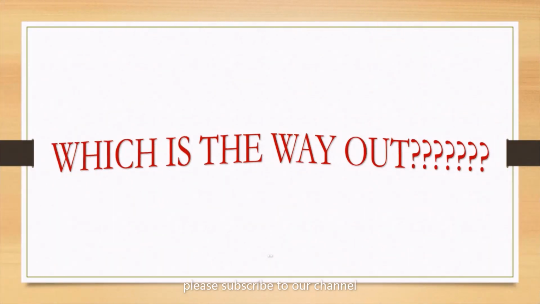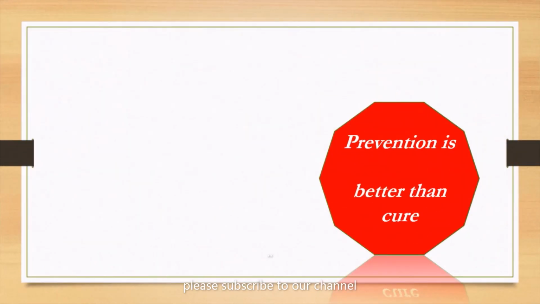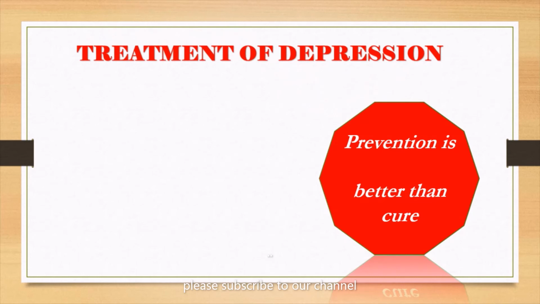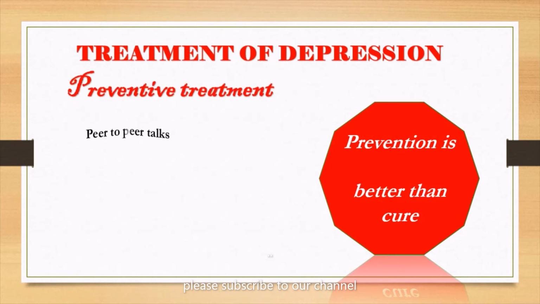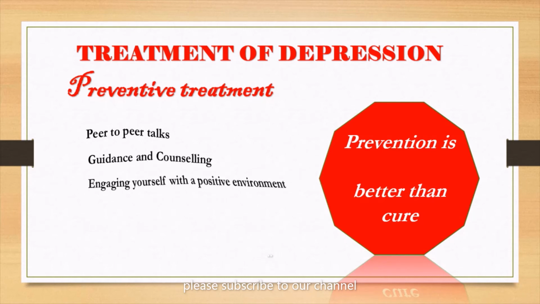So now, which is the way out of depression? Let us discuss some of the ways in which we can treat depression. First of all, we will discuss the preventive measures of depression. We say that prevention is better than cure. Preventive treatment: one is peer-to-peer talks, guidance and counseling, engaging yourself with a positive environment to ensure that you don't have bleak and pessimistic views of the future. Someone can tell you that your future is bright, someone can tell you that you have hope in the future, and that is all that you need.